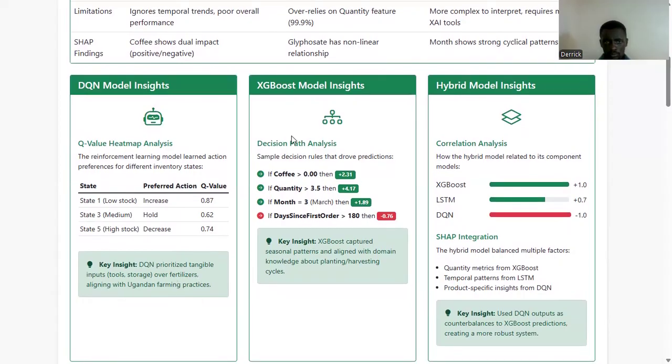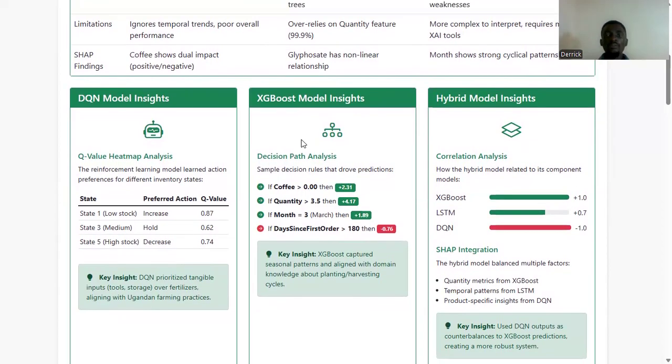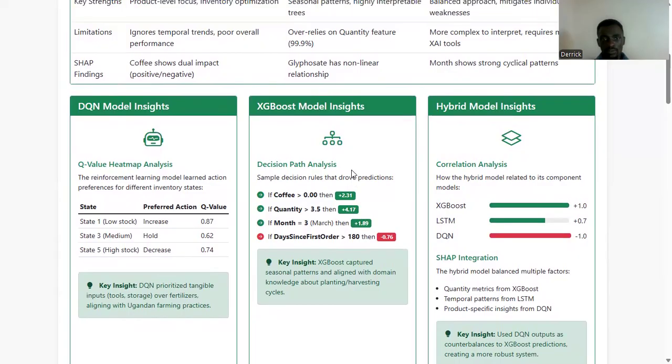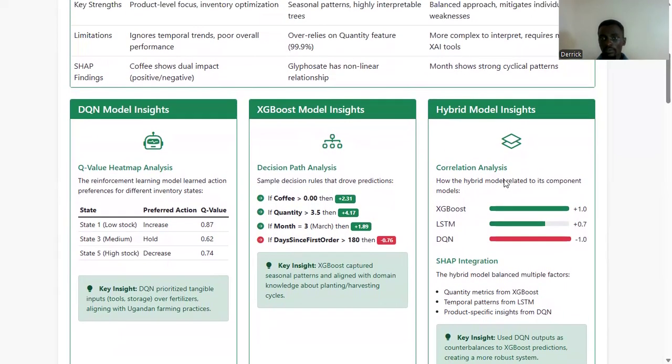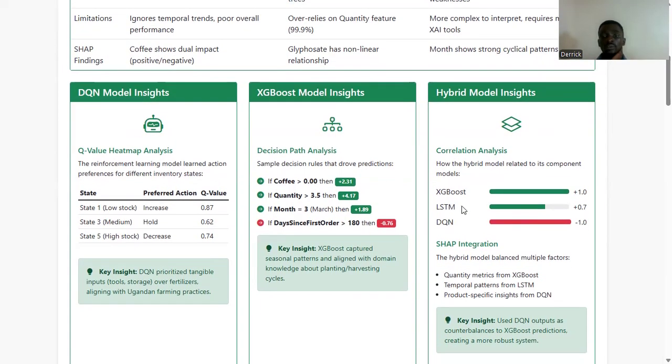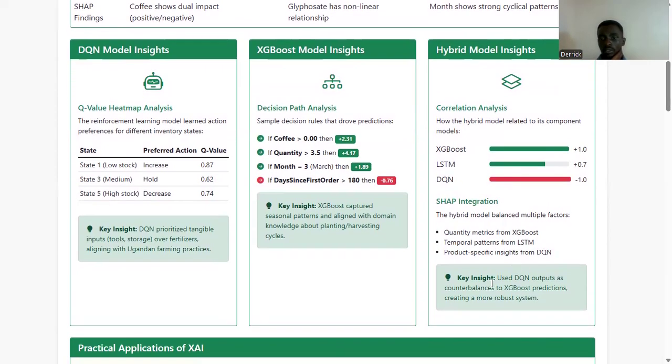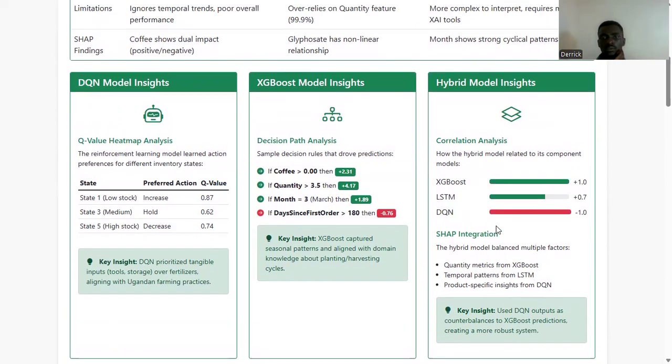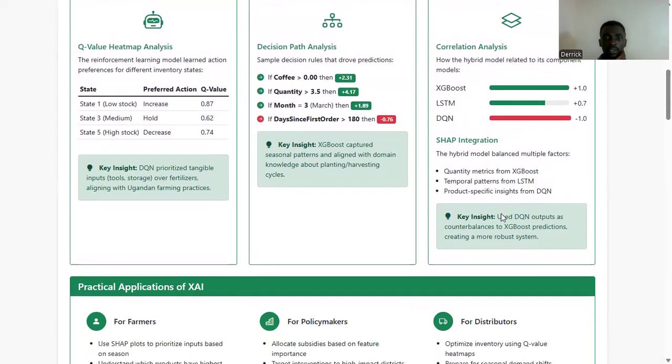And we also did that for the XGBoost model insights. As you can see, those were the results, plus finally the hybrid insights with XGBoost, LSTM, and the DQN, and how they contributed. It used the DQN output as a counterbalance to XGBoost predictions, creating a more robust system. So those are the main insights.